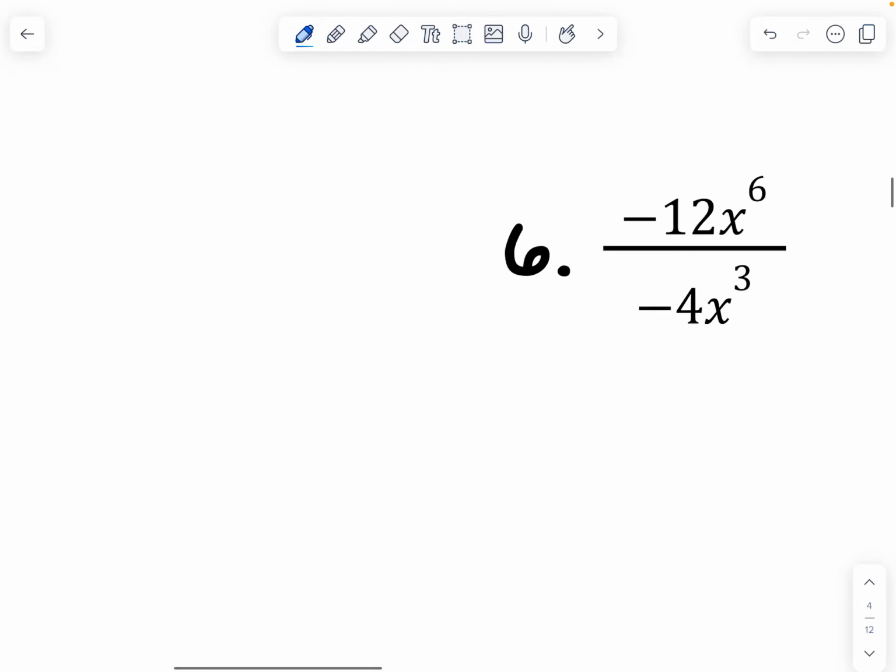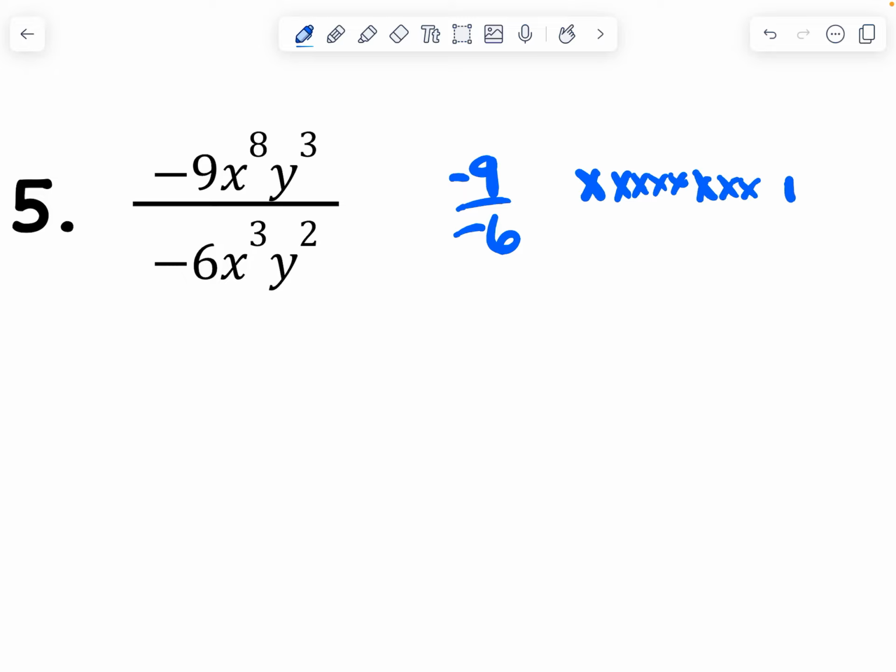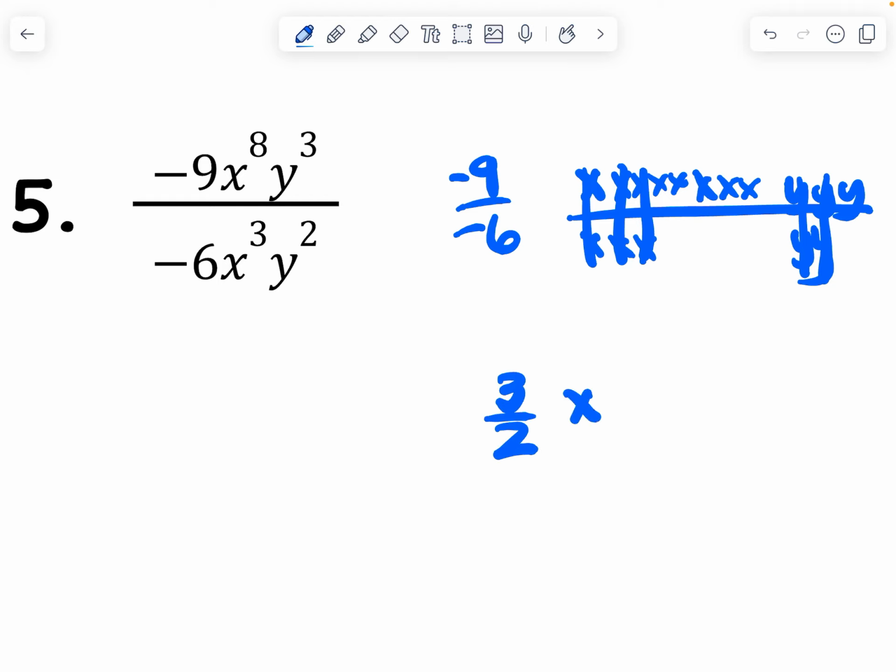Okay. Next. -9 over -6. 2, 3, 4, 5, 6, 7, 8. 1, 2, 3. Then we have 1, 2, 3, and we have 1, 2. Cancel, cancel, cancel, cancel, cancel. Now I'm going to look at my coefficients first. Negative divided by a negative is a positive. Now, 6 does not go into 9 evenly, but 3 goes into both of those numbers. So I get 3 over 2. I get x, 1, 2, 3, 4, 5, y.